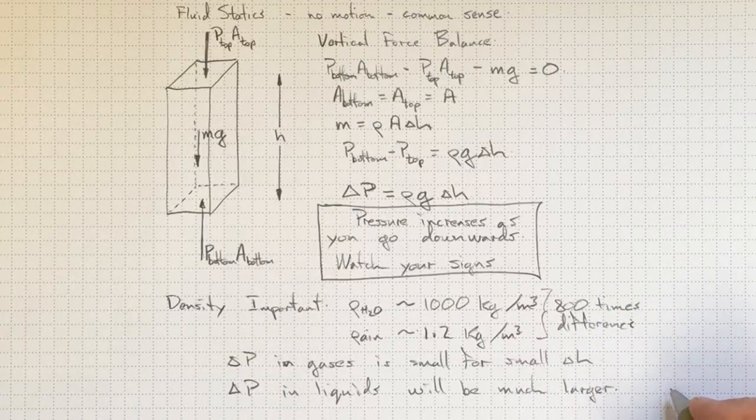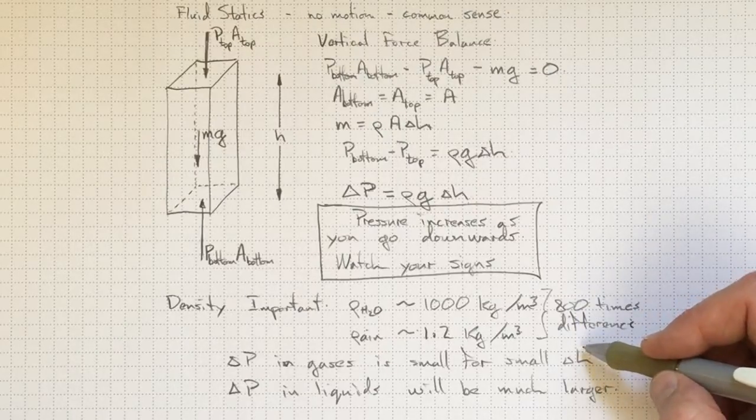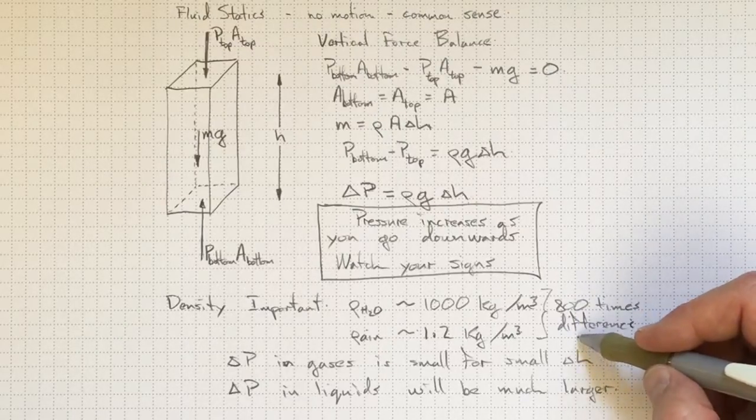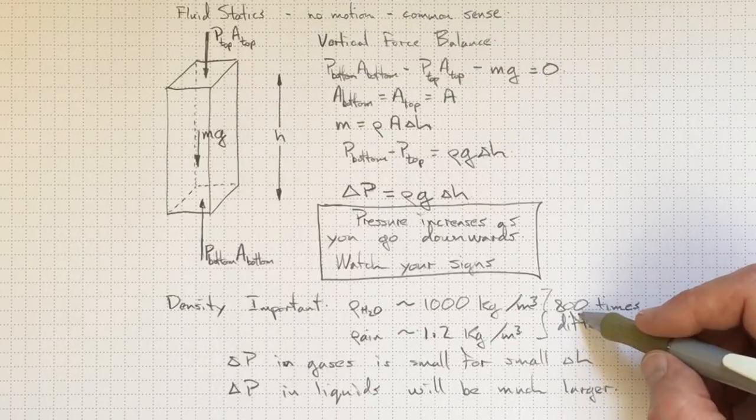The end result is, although I don't see a very significant pressure change in the air as I go from the bottom floor of a building up to the third floor, I'll see a substantial change in pressure in the water as I go from the surface of the water to 10 meters below the surface.